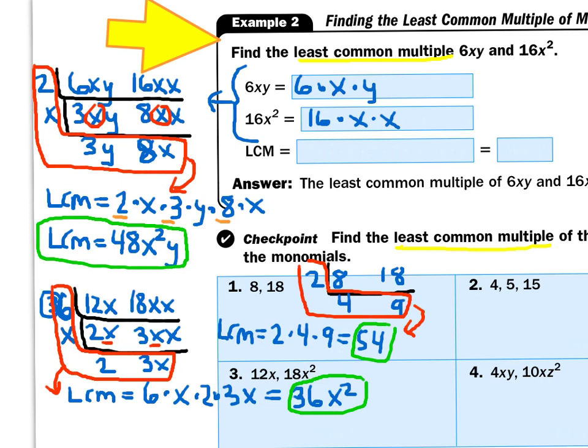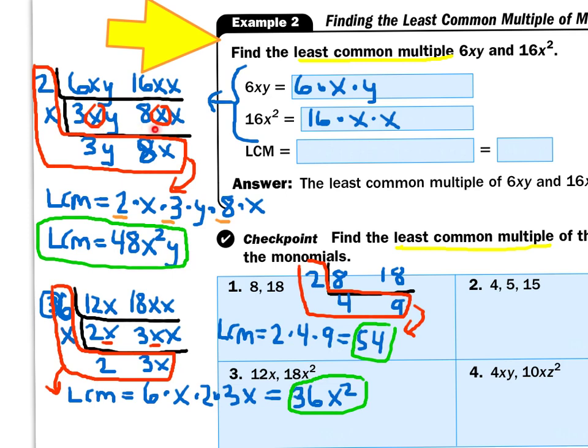Start with just the numbers. What would go into 6 and 16? Well, hopefully you know they're both even, so 2 works. So put a 2 on the outside and divide. 6 divided by 2 is 3, and I bring down the x, bring down the y. 16 divided by 2 is 8, and I bring down the 2 x's. Now looking at the 3 and the 8, I notice I'm done. There's nothing that goes into them except 1.